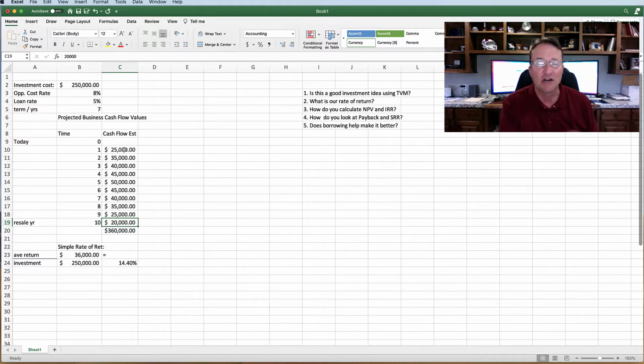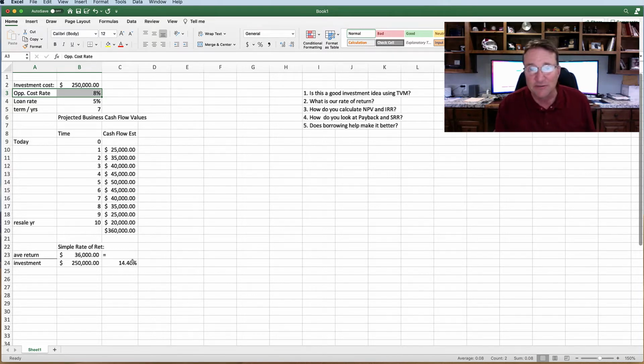It also does not account for risk. There is no opportunity cost factored into this. The 14.4% has no risk assessed to it. There's no limitations. It's just what it is. And sometimes people use this, but it has lots of flaws. And I want to try to point those out.